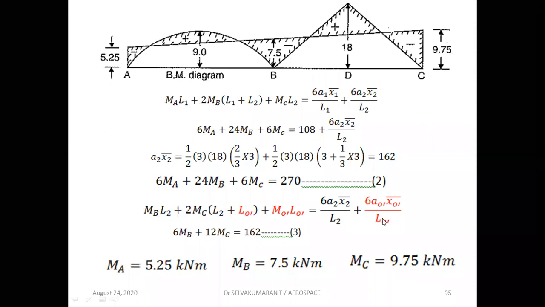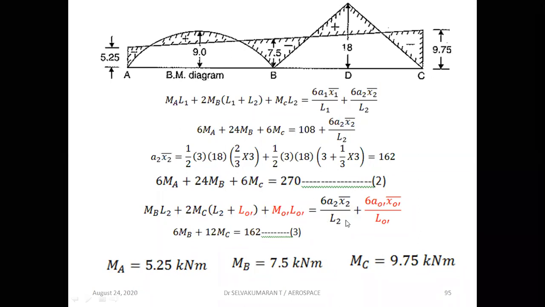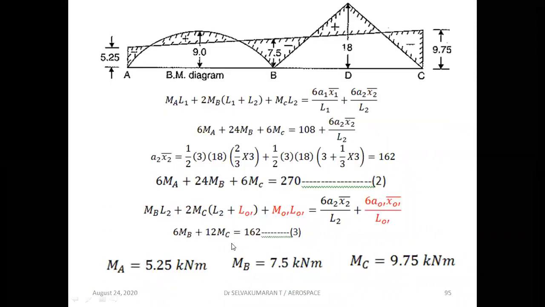So this term is 0 as it is imaginary part. And L2 you know the value, substitute here. 6A2 x2 bar by L2. A2 x2 bar we have calculated here. 6 will get cancelled. So you get as it is 162. Let it be equation 3. So equation 1, equation 2, equation 3, solve the three equations and get MA, MB, MC.